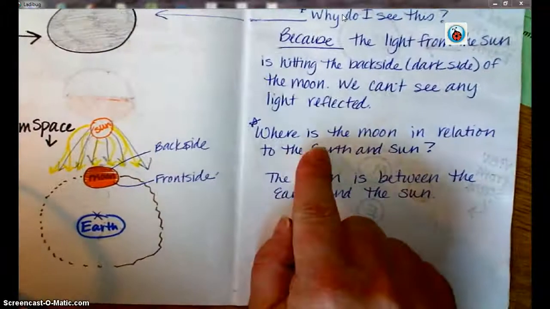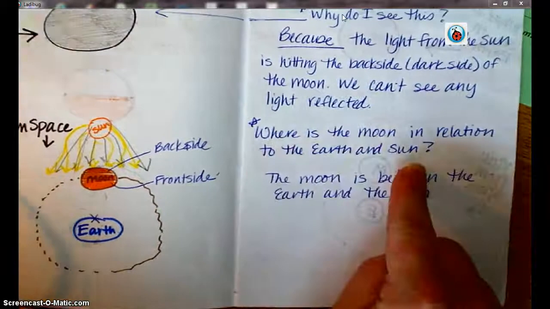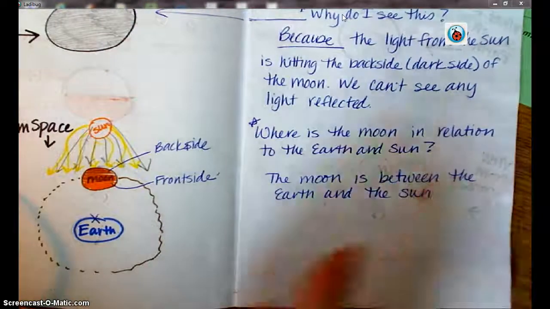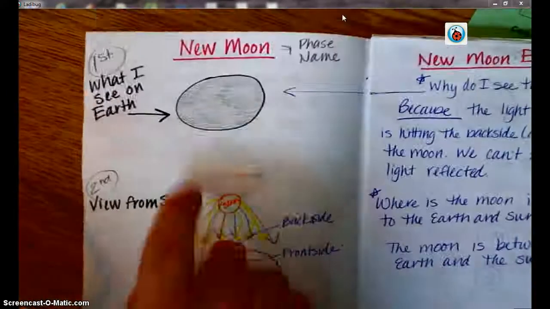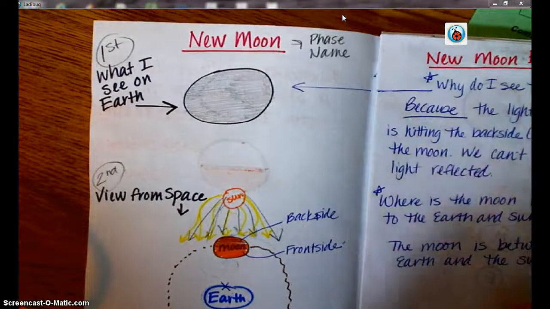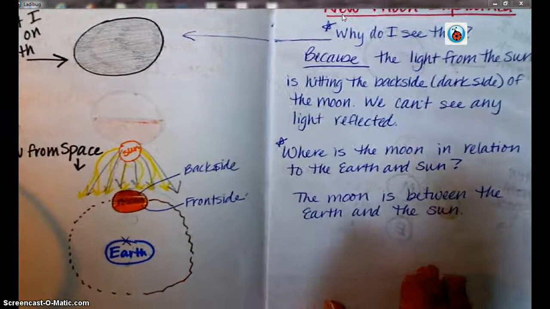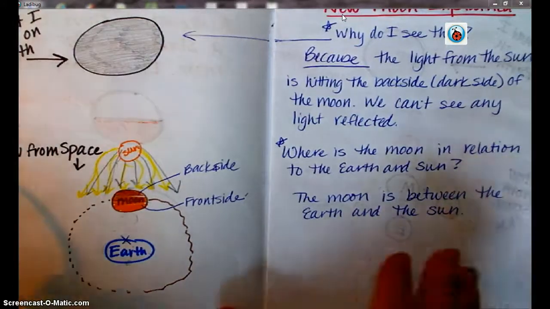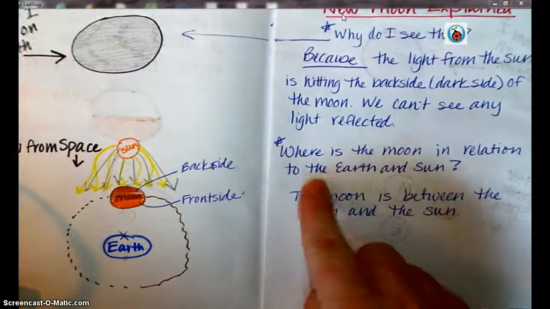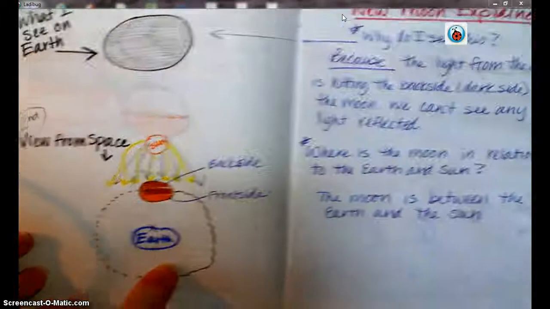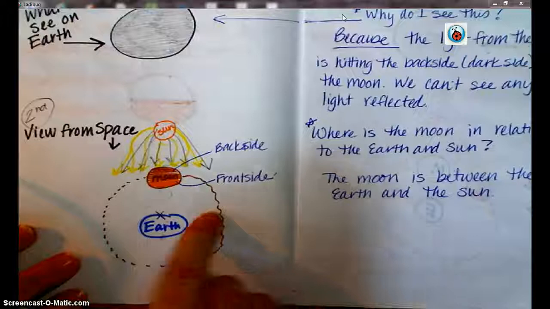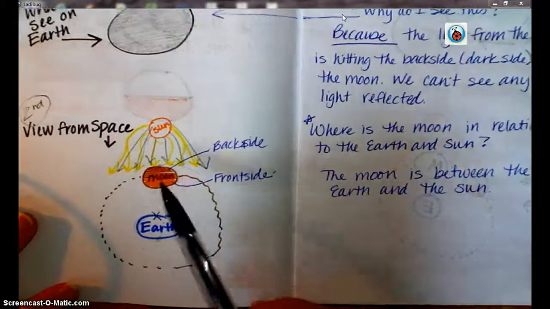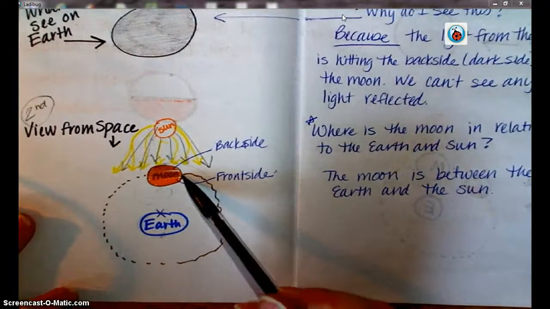Okay? This question right here, where is the moon in relation to the sun and the earth? This is a direct question related to our objective. You need to be able to not only recognize the phases of the moon, as in this one's a new moon, which one's a crescent moon, things like that, but you also have to explain the position of the sun and the earth and the moon, how it's all related. So where's the moon in relation to the earth and the sun, which is why you need to draw the view from space. In this particular instance, the moon is between the earth and the sun. So the moon's right here, here's the sun, here's the earth, it's in between.